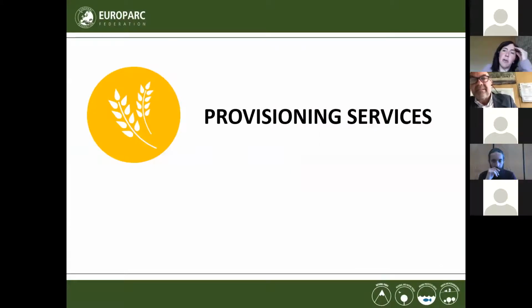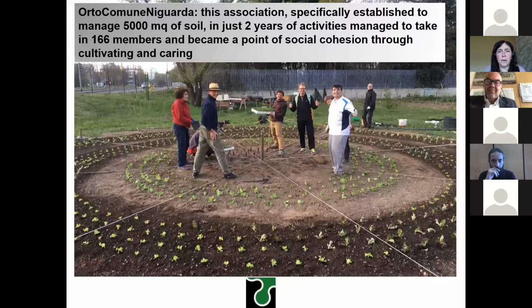In fact, peri-urban parks, as we have explained before, have a big role in provisioning services, not only in terms of farming, but also, if it's a peri-urban forest, in terms of timber and biomass production, or even mushrooms. If it's an alluvial plain, in terms of drinking water for the cities. So we also talk about not only productive agriculture, but social agriculture. What can you tell us about this project that you have in your park?